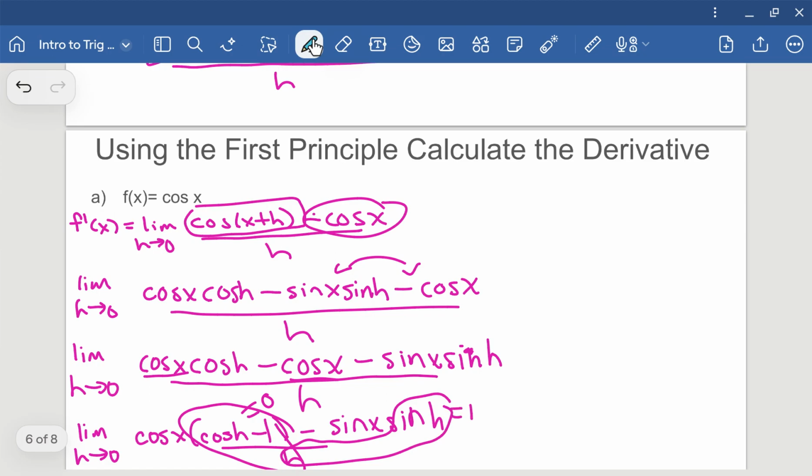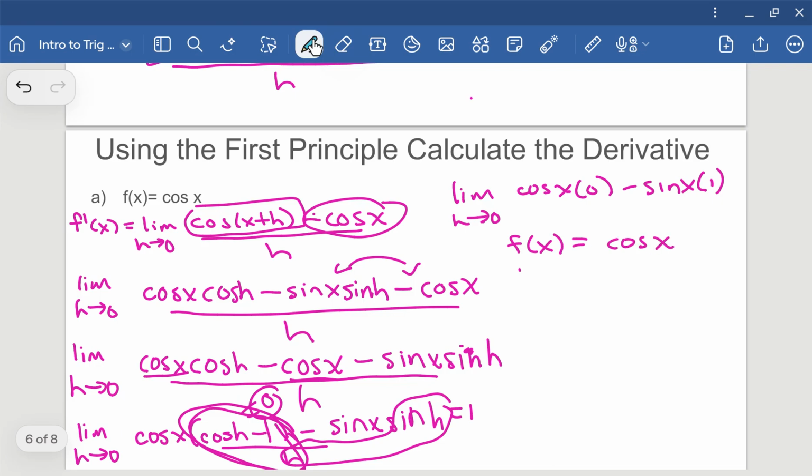So I am left here with the limit as h tends to 0. From that first term, it's just cos of x, but we're multiplying it by 0 because we want to remember that this identity here equals 0. And then from my second term, I have minus sine of x, but the other part just equaled 1. So when I'm done, if my term is f of x equals cos of x, then my first derivative simplifies to negative sine x. Okay, so that is our derivative of cos of x.